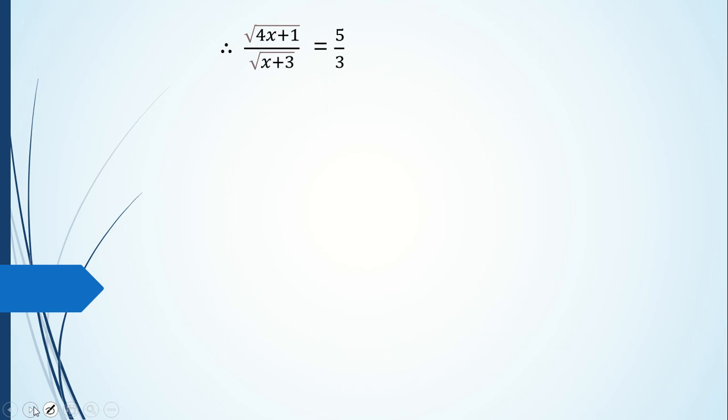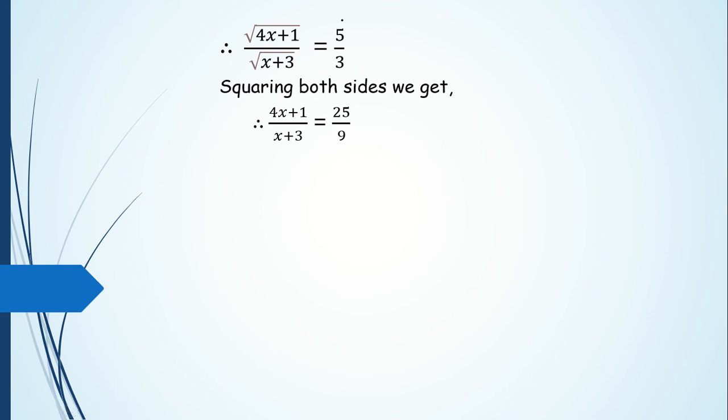Now whenever it was a square, we wrote taking square root on both sides. Now this is a square root, so we have to do the opposite of square root, that is squaring both sides. So now we will say squaring both sides. We will get 4x plus 1 upon x plus 3 is equal to 25 upon 9. This right hand side also we square, and here we get 25 upon 9.